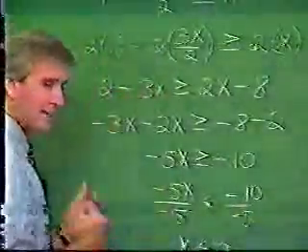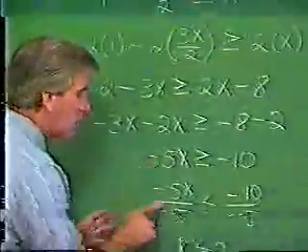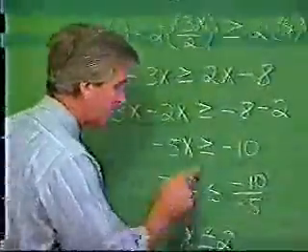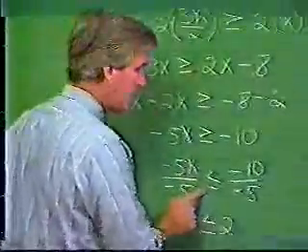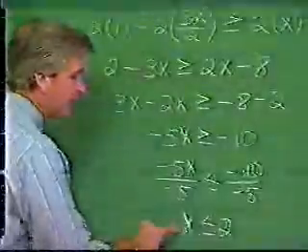Now, notice what has to happen. We have a negative coefficient. So that tells us that when we indicate the division of that negative coefficient, we have to change the sense of the inequality. And then we perform the division as we normally would to find x to be less than or equal to 2.